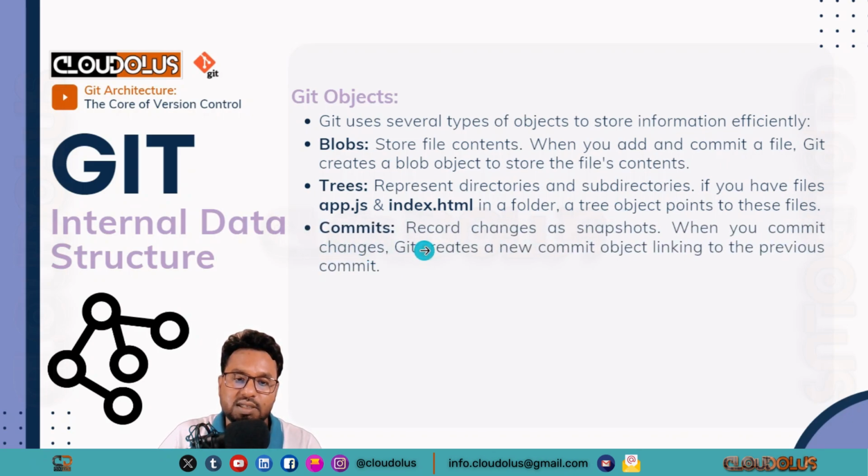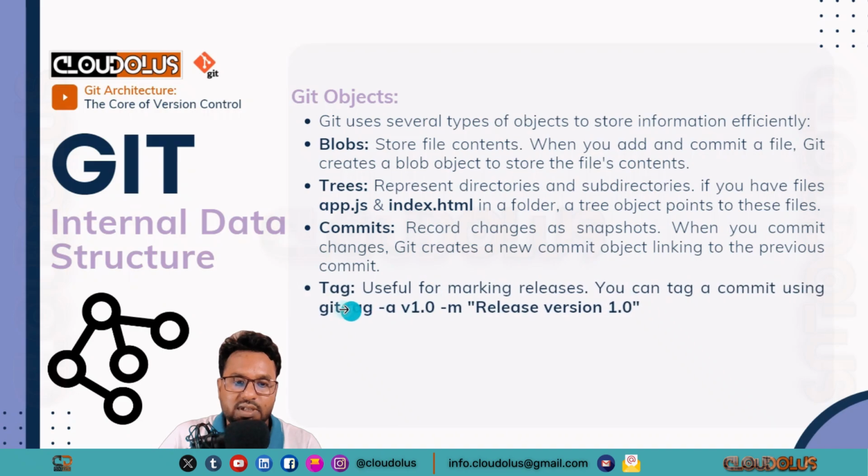And the commits, which record changes as a snapshot. When you commit changes, Git creates a new commit object linking to the previous commit. It includes all changes, creating a record of the changes as snapshots. This is the commit. And then the tag, which is useful for marking releases. You can tag a commit using git tag -a v1.0 -m with the release version 1.0. This is the git tag.